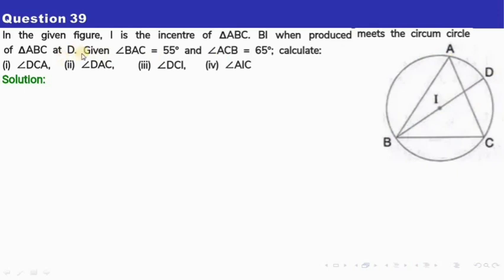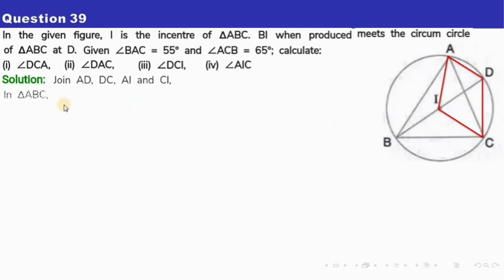It is given that angle BAC is 55 degrees, and angle ACB is 65 degrees. We need to calculate these four different angles. Before we do that, let me do some construction here. Let me join these points. The construction says join AD, DC, AI and CI.